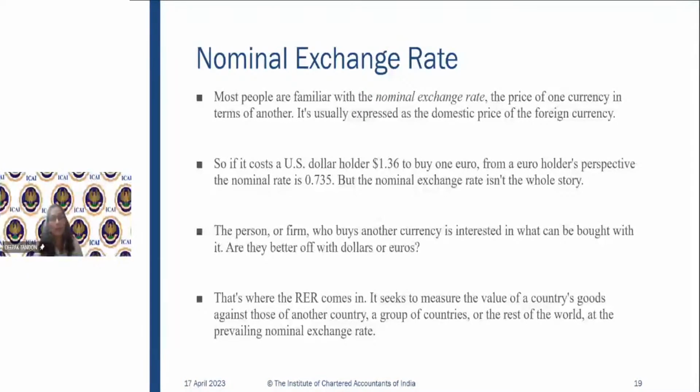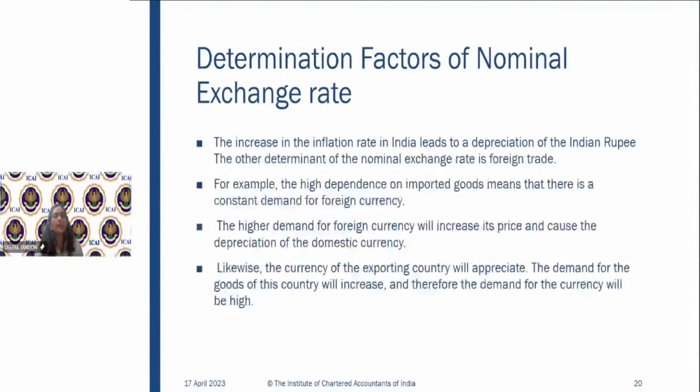Okay, so that is known as real exchange rate. So what are the factors of the nominal exchange rate? If inflation goes up, obviously the nominal rate will go up.